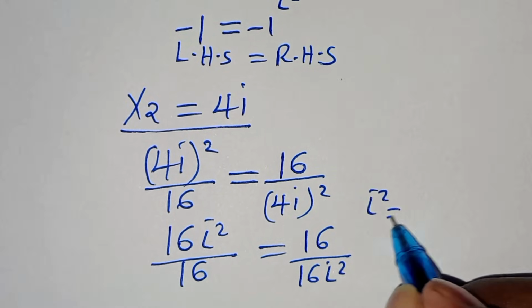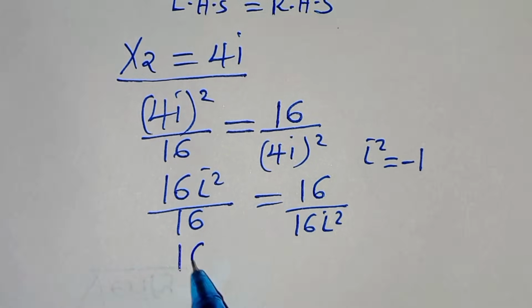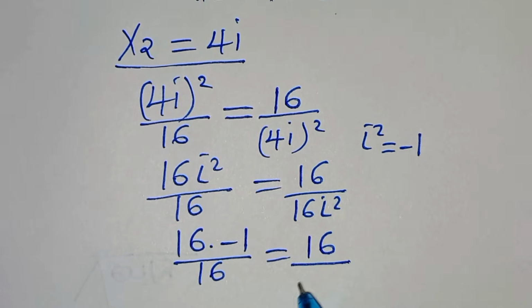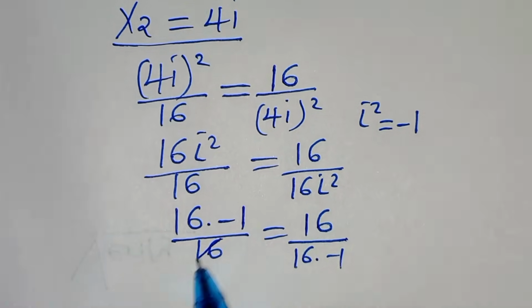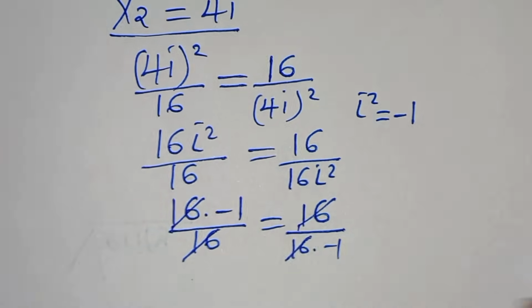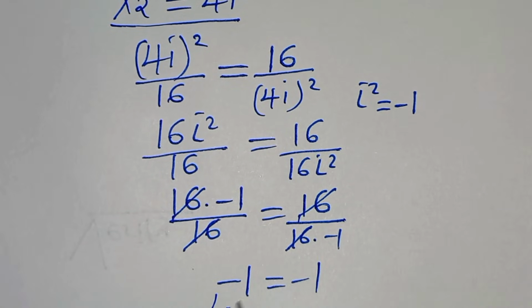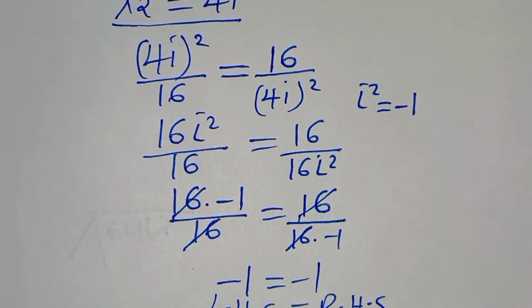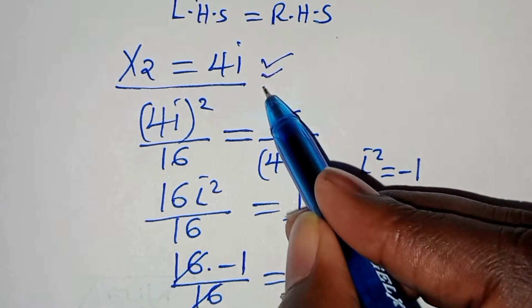i squared is equal to minus 1. So this is 16 times minus 1 over 16. This is equal to 16 over 16 times minus 1. So let's simplify 16 and 16 here as well as here, so that we have minus 1 is equal to minus 1. So the left hand side is equal to the right hand side. And this proves that x2, which is 4i, also satisfies the equation.